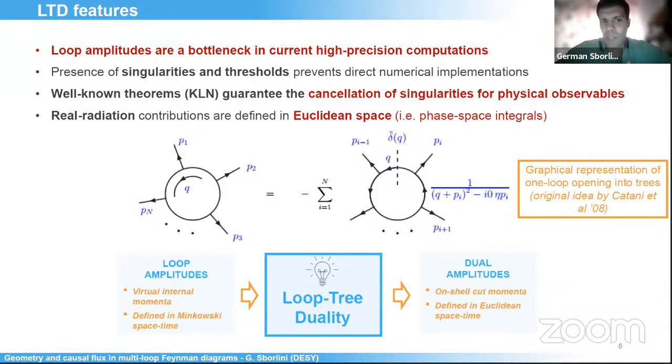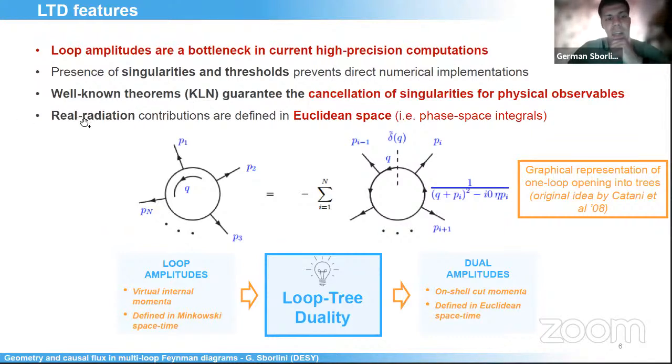We know that the loop amplitudes are a bottleneck. They're very complicated. We cannot compute them in a straightforward way when we start to go to higher orders, because they have singularities, they have thresholds. So even if we want to do something numerical, it is not straightforward. On the other hand, we know that there are very general theorems that guarantee that these singularities will cancel when we consider physical observables. If we are computing something that is going to be compared with experiment, these singularities must cancel.